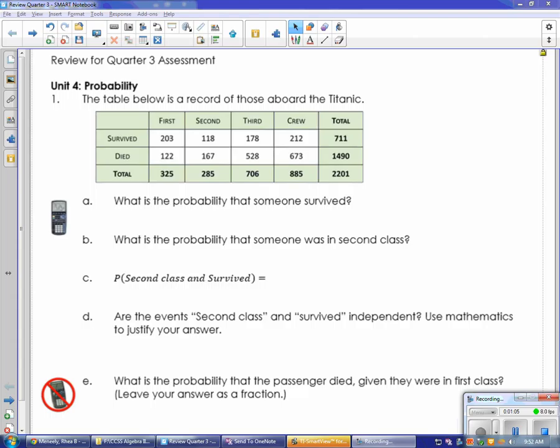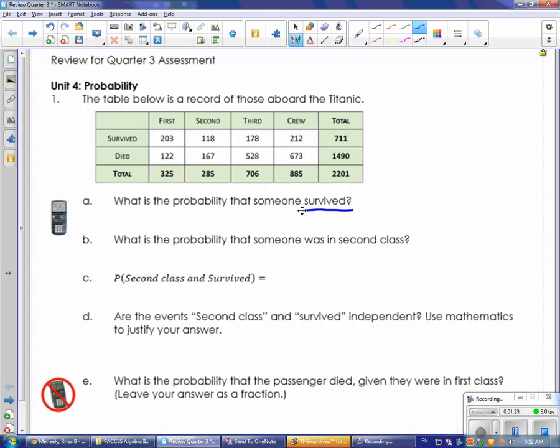So in the first problem, you're given a table. This is a two-way table, and it says that it is a record of those aboard the Titanic. So you can see who was in first, second, and third class, who was a member of the crew, and then the number of individuals who died and survived, along with all the totals, which is nice. So in letter A, it says, what's the probability that someone survived? That is the only condition that you're given.